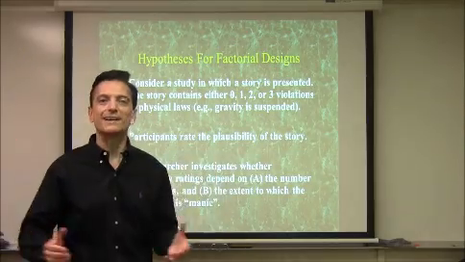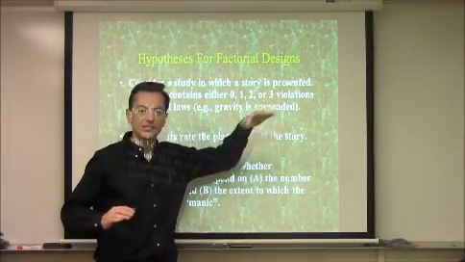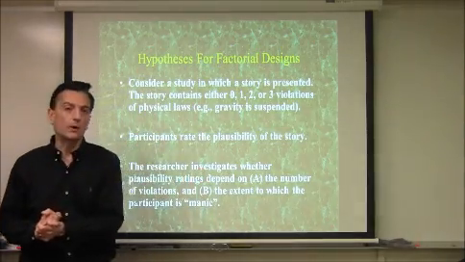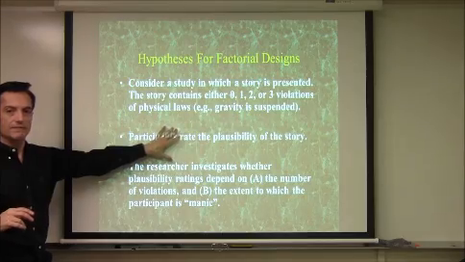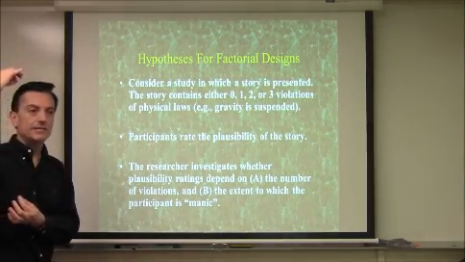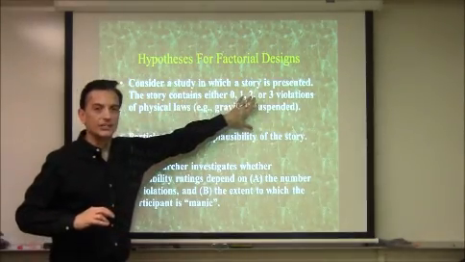There are lots of different ways of violating physical laws. And we can have either 0, 1, 2, or 3 violations built into our story as one of our manipulable variables. Okay, participants rate the plausibility of the story, so that's going to be our dependent variable shown on our ordinate as we're manipulating the number of violations.